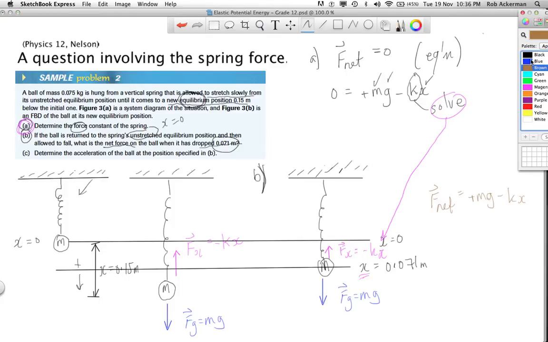And then you can easily do part C, which asks for the acceleration of the ball. How do you find acceleration? Well, if you know F net, and you know Newton's second law, you know the acceleration. Use your answer from part B to sub in for F net. You already know the mass, and so now solve for a. And that's how you do this question. This is a question involving forces only and accelerations. All right?